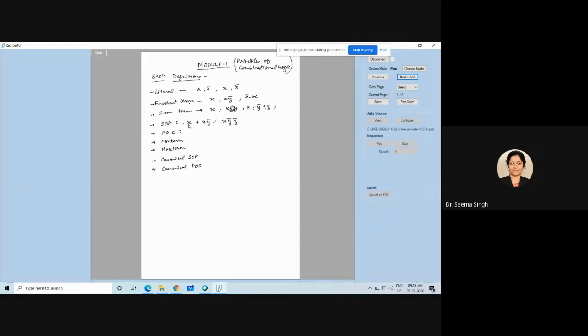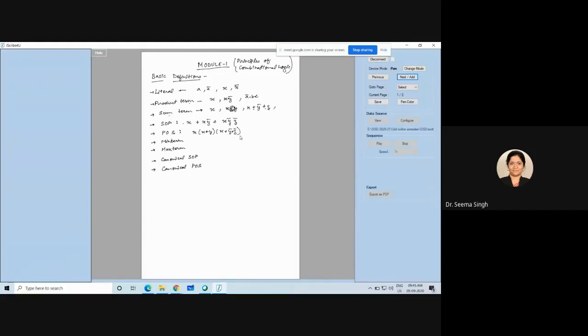Coming to product of sum. I hope it is clear. If any doubt is there, you can interrupt and ask in between. Product of sum means you bring your sum terms, the second one which we have discussed, and then you take the product of them together, and it becomes product of sum. So it will become x plus y and any other term. All the sums will be multiplied together. So this is an example of product of sum.